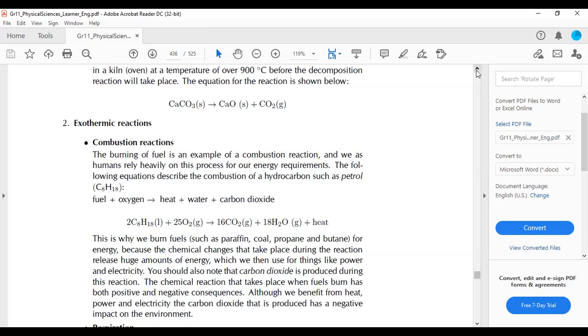As we humans rely heavily on this process for our requirements, the following equation describes the combustion of hydrocarbons such as petrol.